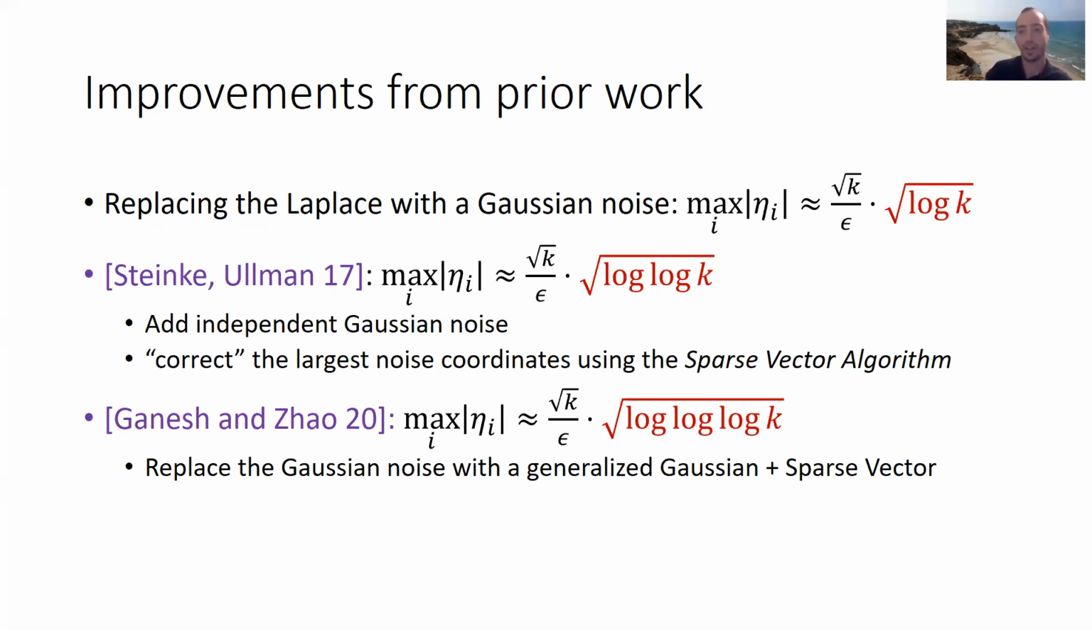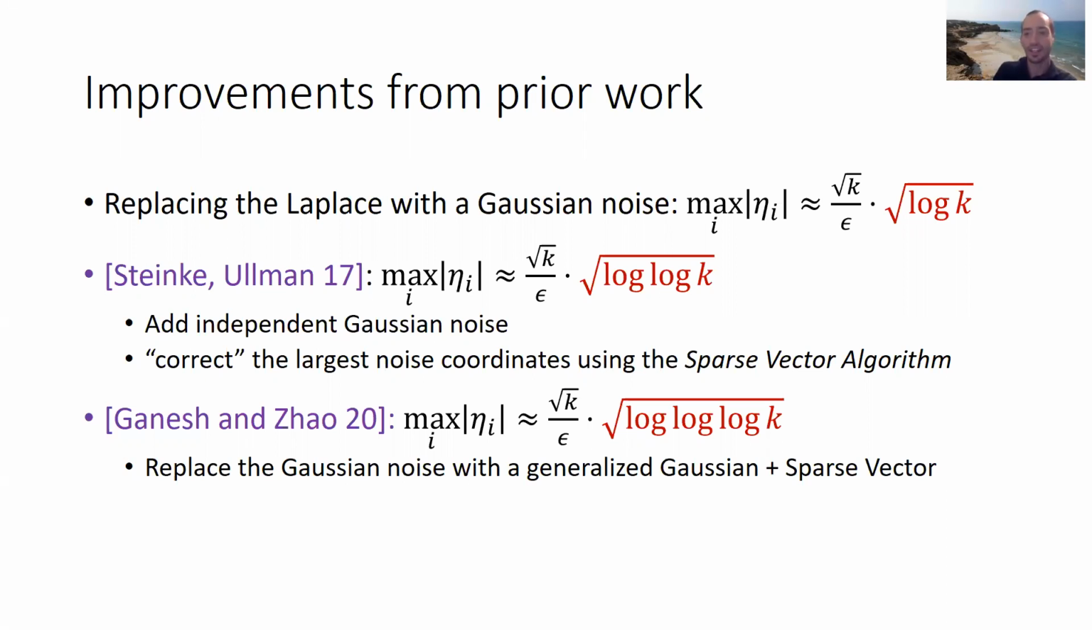And they had a two-step algorithm. They first added an independent Gaussian noise to each entry, and then they corrected the largest noise entries using another private algorithm called the sparse vector algorithm. More recently, the square root log log factor that you get for the largest noise was replaced with square root log log log, by replacing the Gaussian noise with a generalized Gaussian noise that is more concentrated than the Gaussian. And then the maximal noise will be even lower.